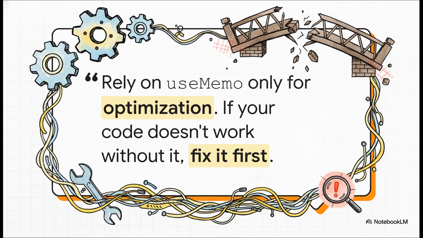And this is so important. It's straight from the official React docs. These hooks are for optimization. They're meant to make your app faster, not to make it work in the first place. If you remove a useMemo and your code breaks, you don't have a performance problem, you have a bug. Go find that underlying issue and fix it first.